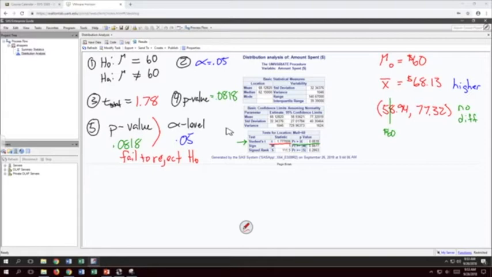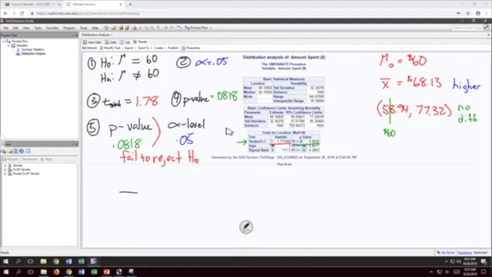Because this is saying, okay, 8% of the time I'm going to make a type 1 error, but I'm only comfortable with making a type 1 error 5% of the time. That's one of the ways you can look at it. Could you draw the curve in the shaded area? Sure.